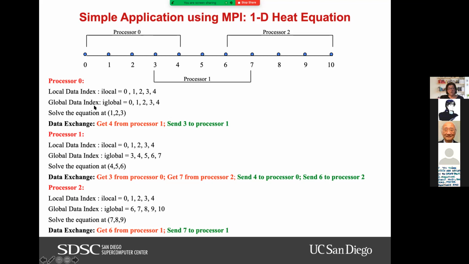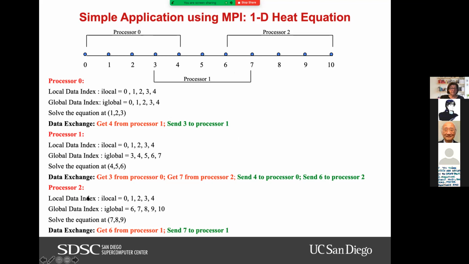For the data exchange, processor zero needs to get element four and send element three. So it gets four from processor one and sends the value of data point three to processor one. And then processor one has to get data from processor zero and get data from processor two. It has to get data point three and data point seven, and it has to send data point four to processor zero and send six to processor two. So it's got a double exchange. It's doing more work in the communication regime.